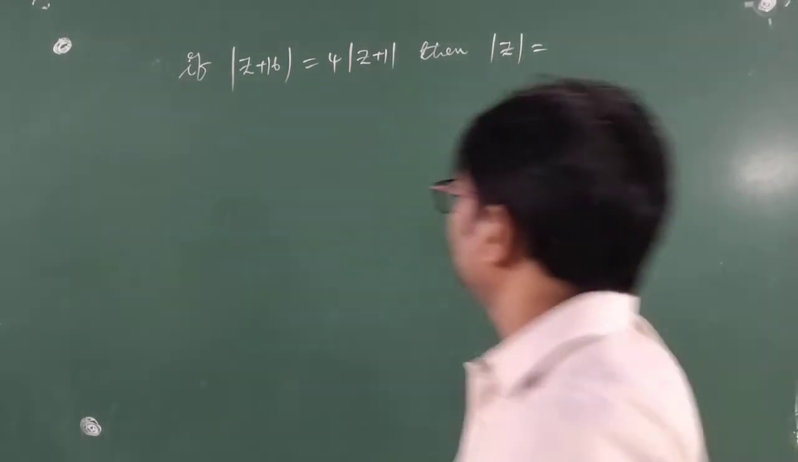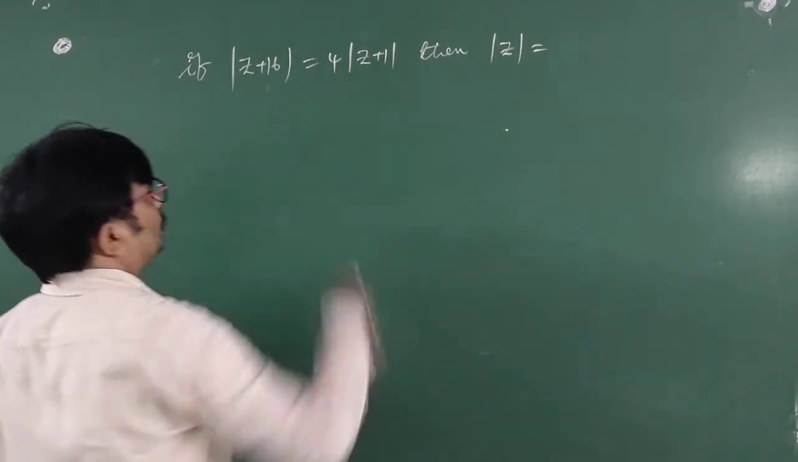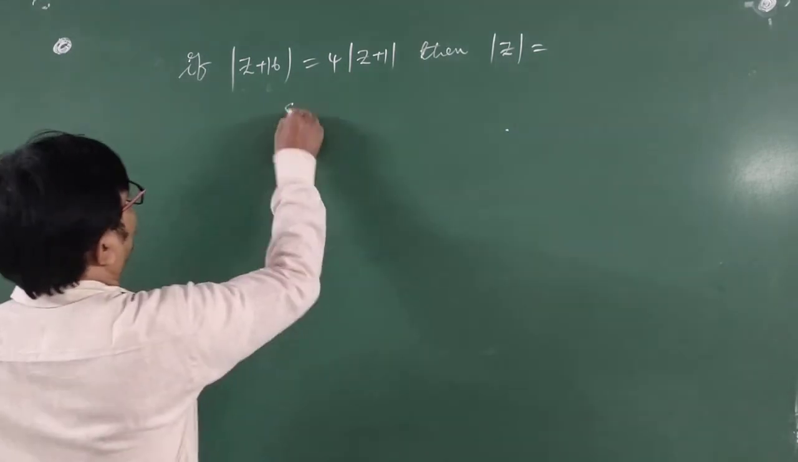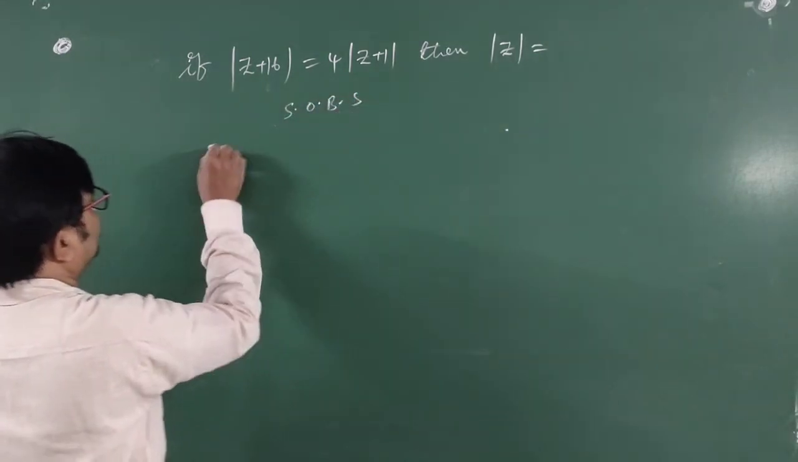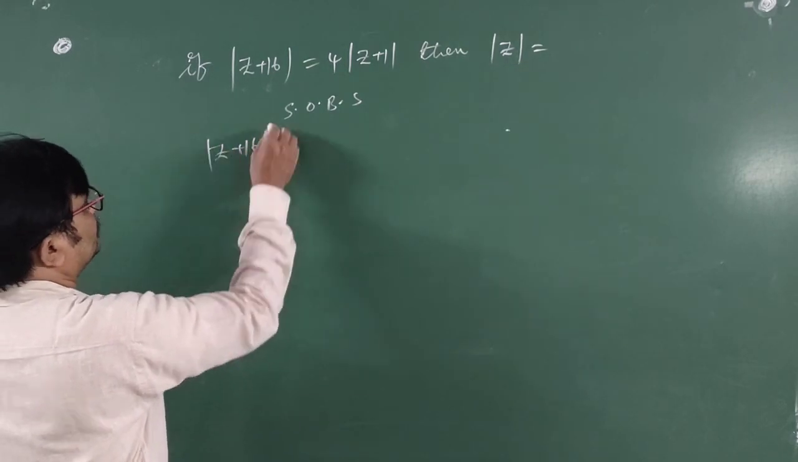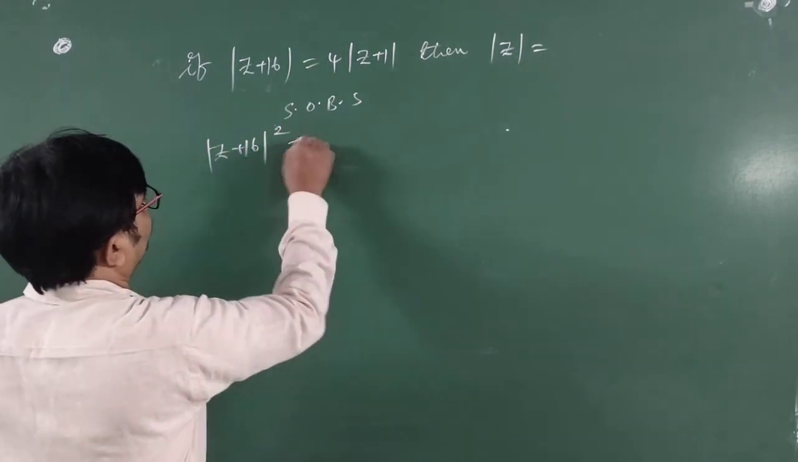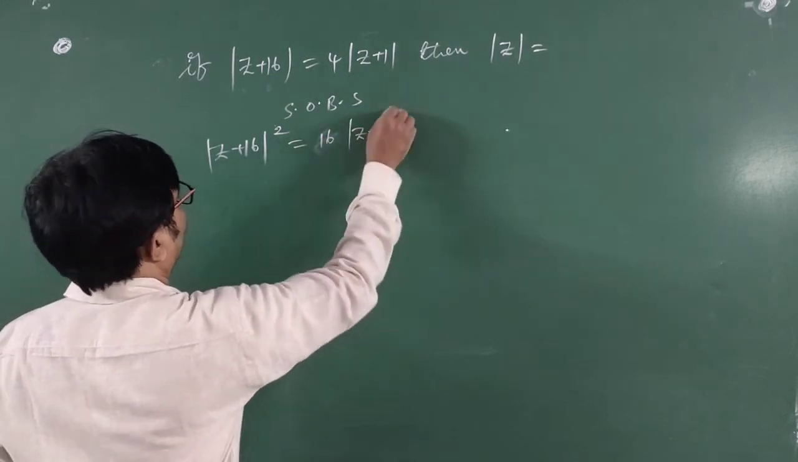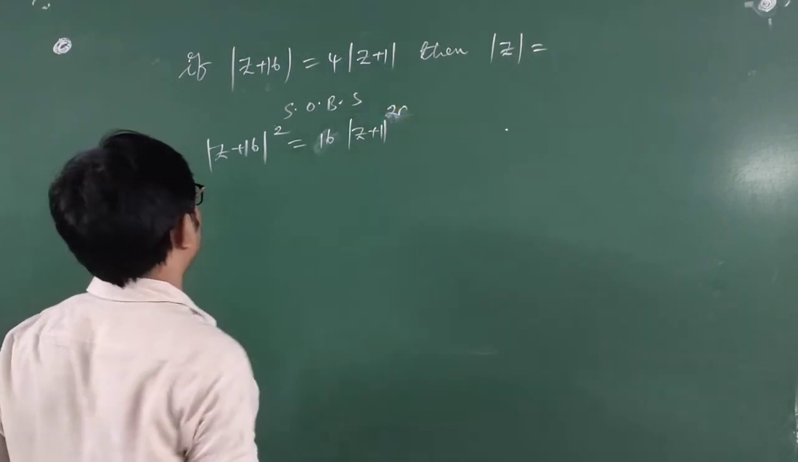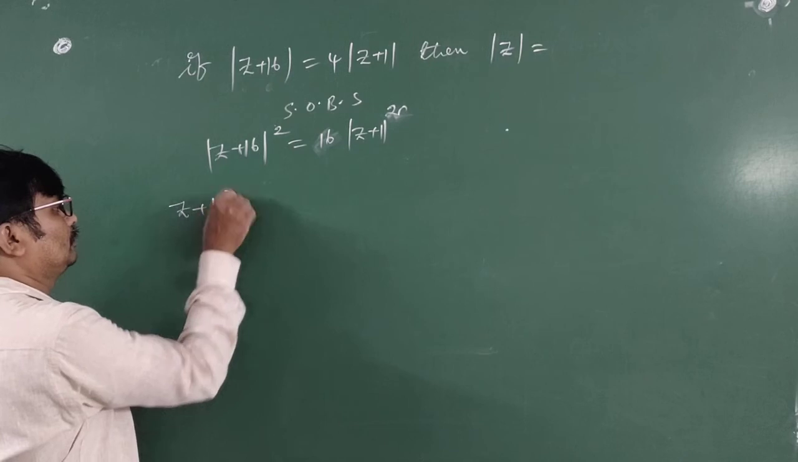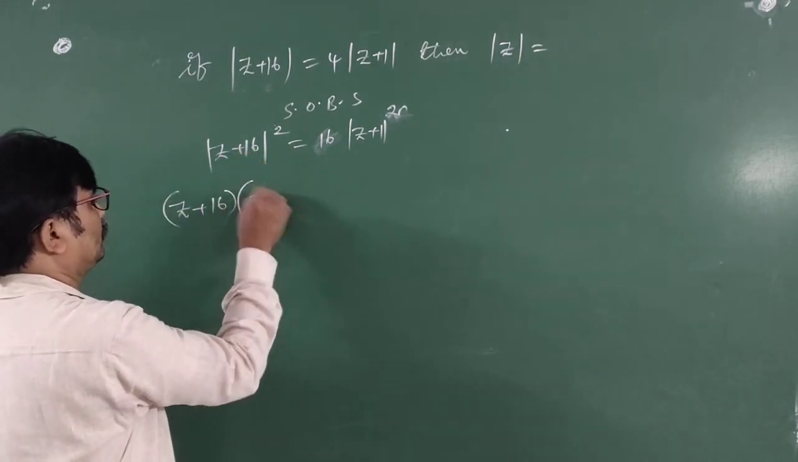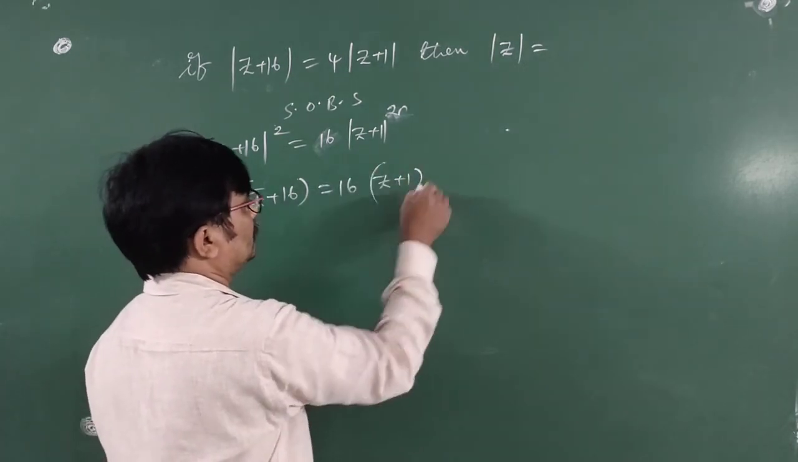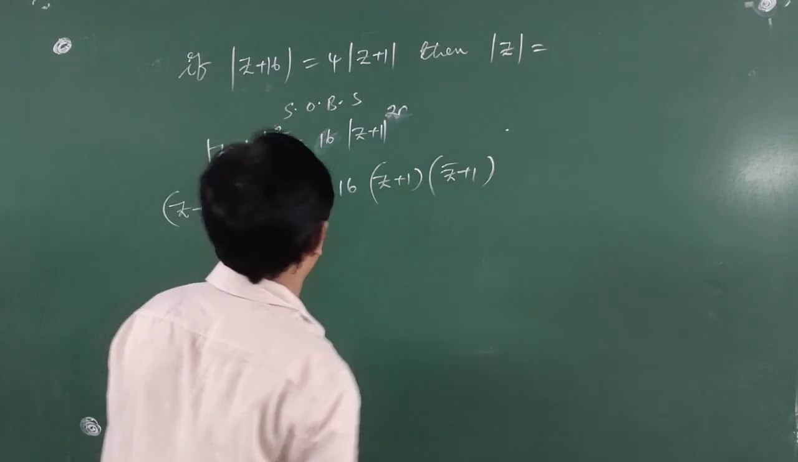So dear students, if modulus of z plus 16 equals 4 into modulus of z plus 1, then mod z equals what? When we square both sides, z plus 16 whole square equals 16 into z plus 1 whole square. We can write this as z plus 16 into z bar plus 16, and the right side as z plus 1 into z bar plus 1.